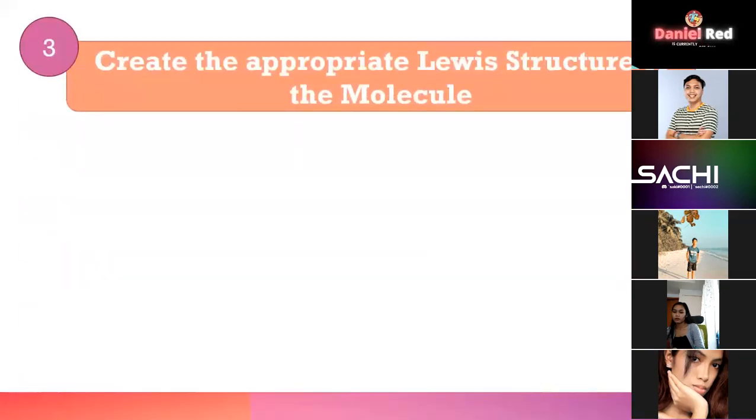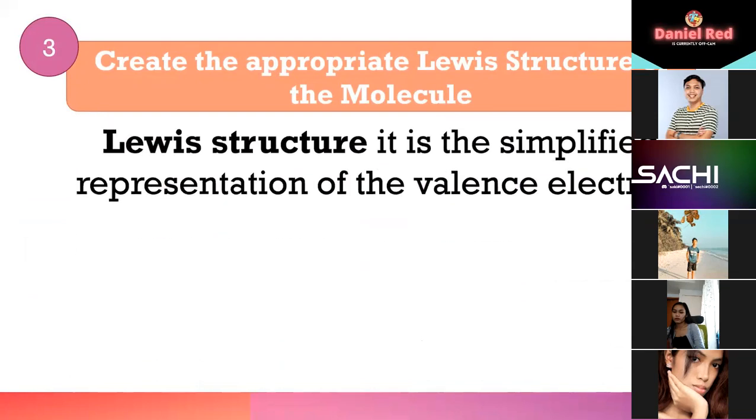After determining the valence electrons of each element, we can now proceed to step number 3. Step number 3 is to create the appropriate Lewis structure of the molecule. The Lewis structure is the simplified representation of the valence electrons. This is also called the Lewis dot structure because the dots on each element are the representation of the valence electrons.